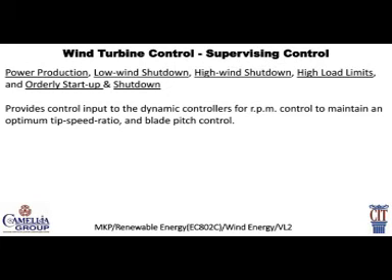RPM means revolutions per minute. So RPM control is used to maintain an optimum tip speed ratio. Why maintain the optimum tip speed ratio? Because the efficiency of power conversion depends on the optimum tip speed ratio. So it maintains an optimum tip speed ratio and blade pitch control.